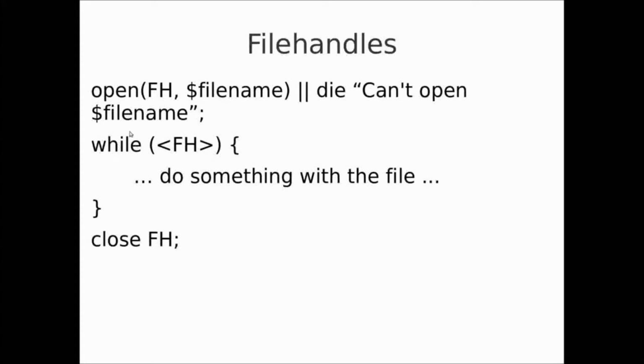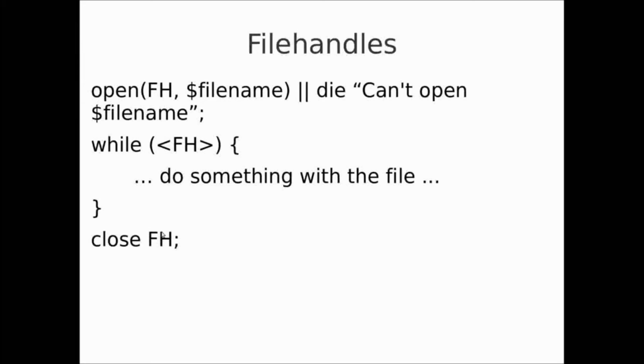And now we have a while. While this file handle is true, we do something with the file. When we get to an end of file, this reading the file handle becomes false. At the end of the file, that's false. We stop doing the while loop and we get out of there. Once we're out of there, we've read the whole file, and so now we can just close the file handle and carry on with the rest of our program.